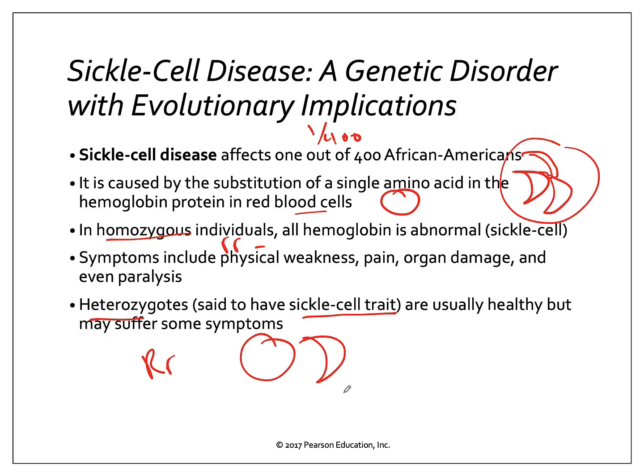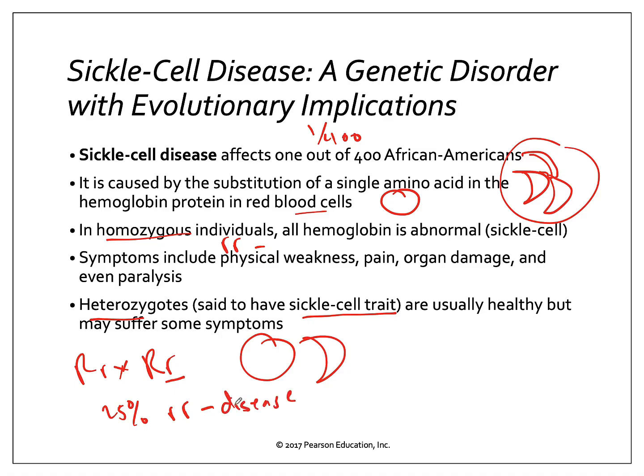And so they're usually healthy, but they might suffer some symptoms of sickle cell disease, but they generally live and are able to reproduce. And so this is how this trait continues to be carried on in the population, because carriers are okay, and then they pass that trait on. So if somebody who's a carrier mates with somebody else who's a carrier, they again have a 25% chance of getting someone who has the full-on sickle cell disease.